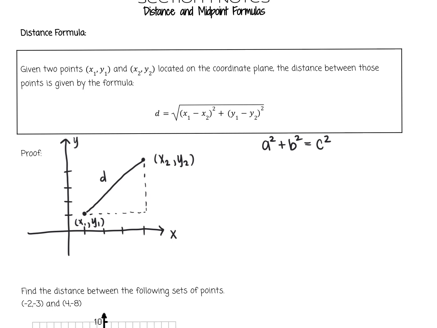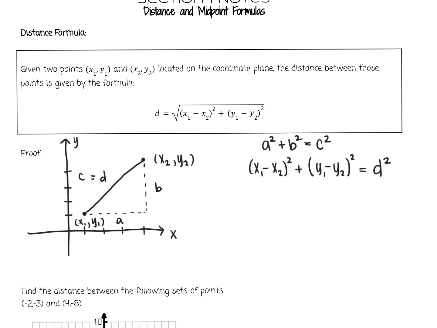So a, which is the side that is along my x-axis, so it goes horizontally, its distance starts at x1 and goes all the way until x2. So x1 minus x2 gives me that distance, and then I square it. Plus, same thing with my side b, I can do y1 minus y2 squared, and that's the length of my side b, and that equals the distance squared.